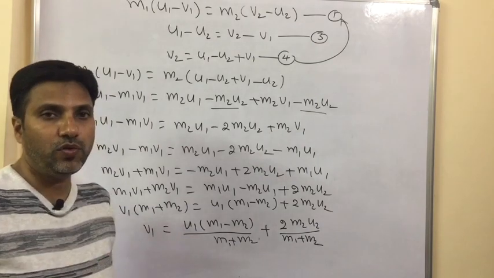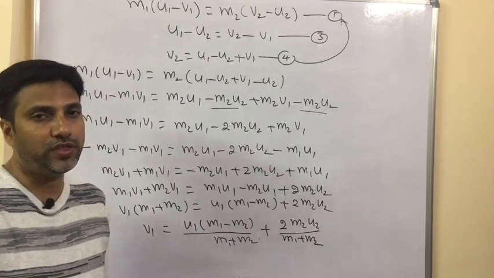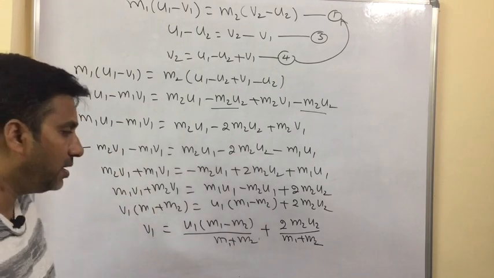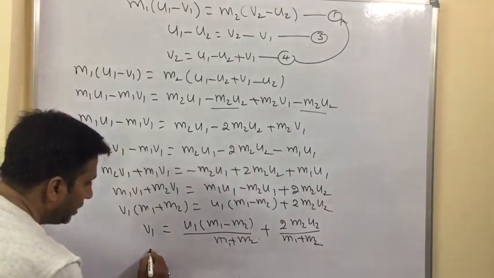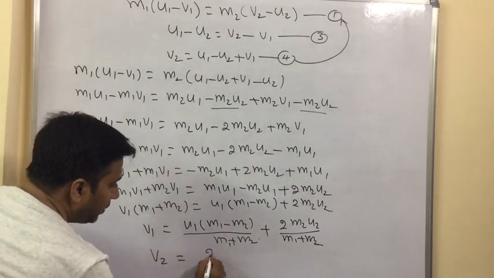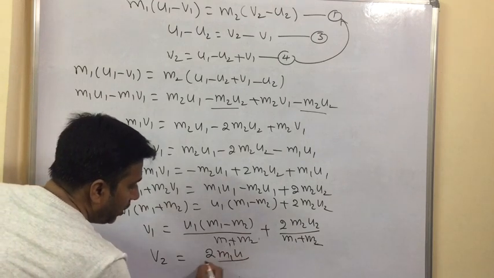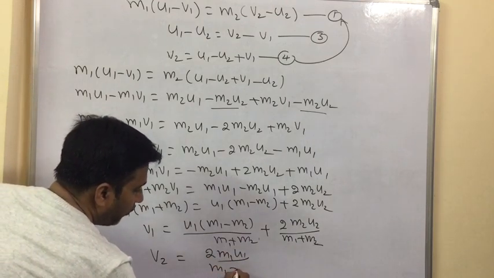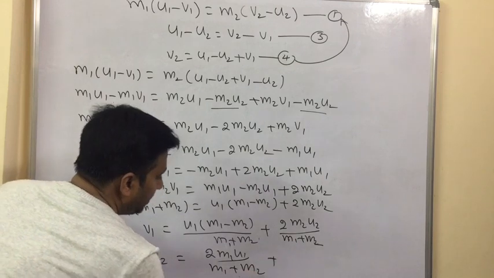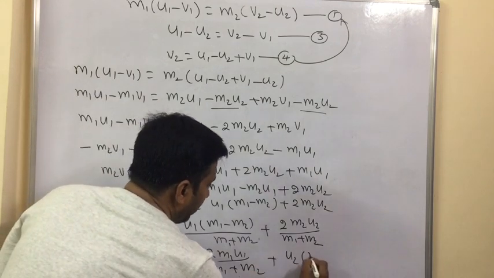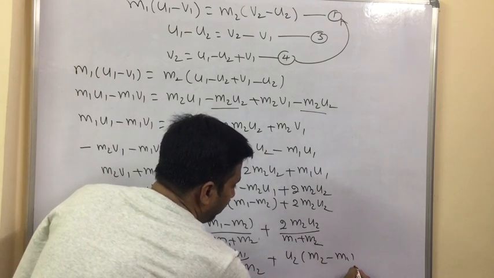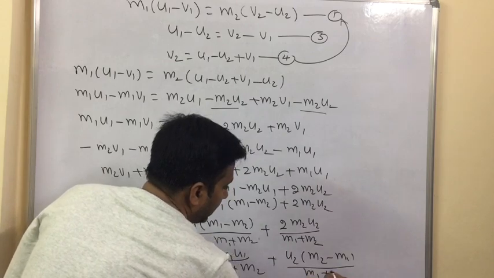Similarly, we have to do for v2. For v2, no need of simplifying each and every step, we can write the value of v2 directly. So v2 is equal to m1u1/(m1 + m2) + u2(m2 − m1)/(m1 + m2).